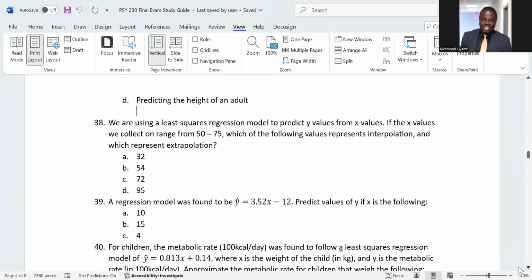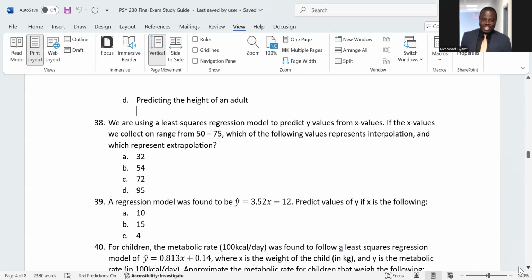For number 38, again, we are looking at interpolation and extrapolation. If the X values we collect range from 50 to 75, which of the values represent interpolation and which represent extrapolation? So 50 to 75 is giving us the range of X values. 32 is the first one. Is it outside or inside? It's outside. So that is extrapolation.